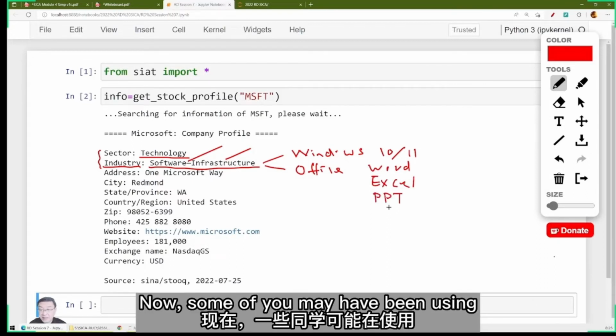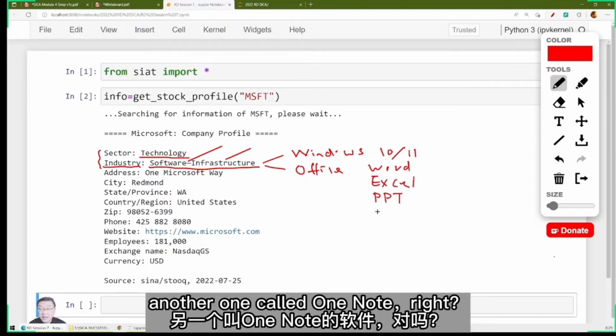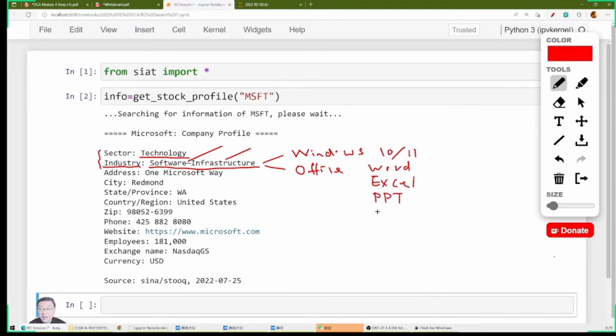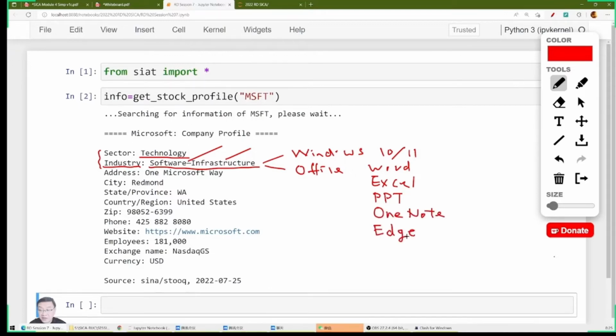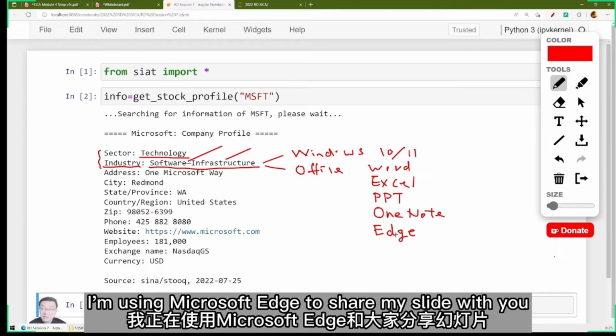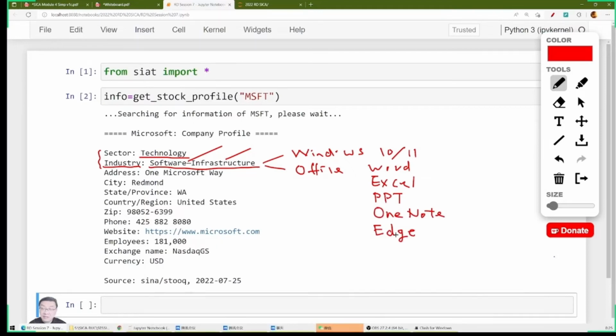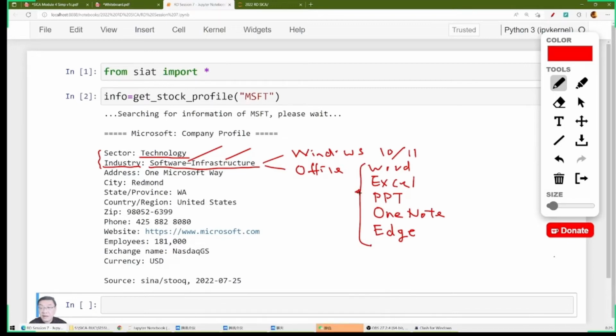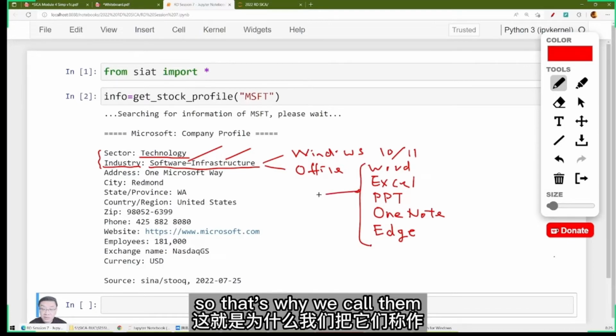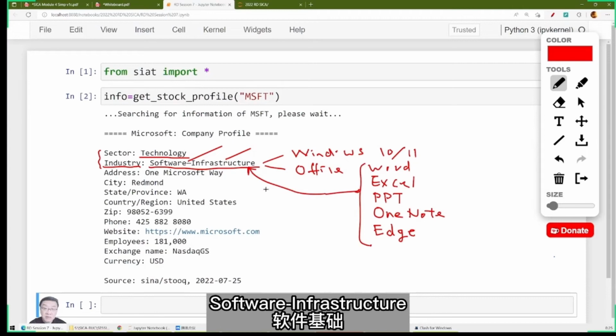Now, some of you may have been using another one called OneNote, right? Also, another famous one is called Microsoft Edge. I'm using Microsoft Edge to share my slides with you. So these are about Microsoft. These are very critical, important software. That's why we call them software infrastructure.